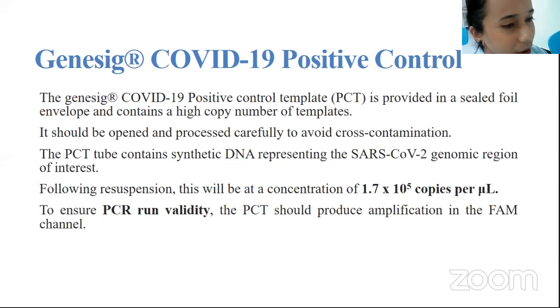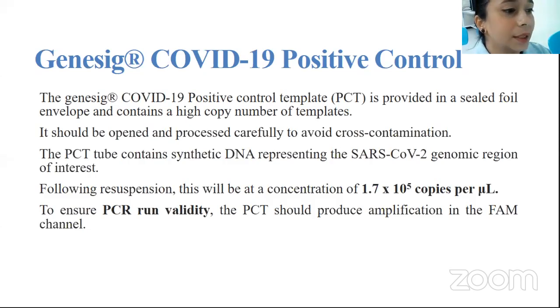GeneSeq COVID-19 positive control. The GeneSeq COVID-19 positive control template, also known as PCT, is provided in a sealed foil envelope and contains a high copy number of template. It is provided in a sealed foil envelope to prevent any contamination of the other kit reagents, because if there is contamination, it will result in false positive results. It should be opened and processed carefully to avoid cross-contamination, because of the point I have just raised.